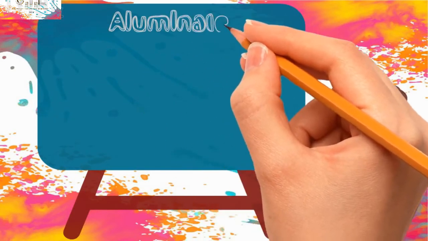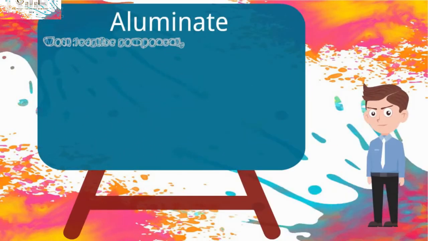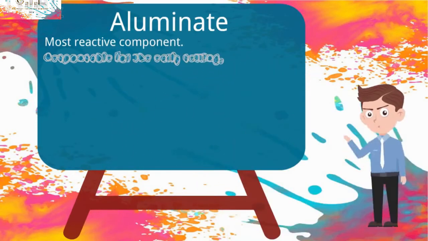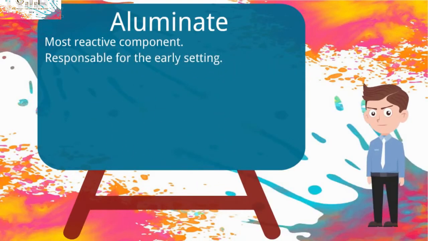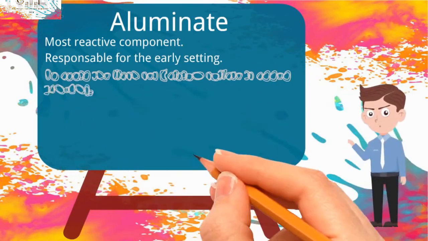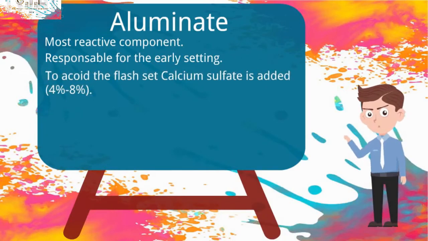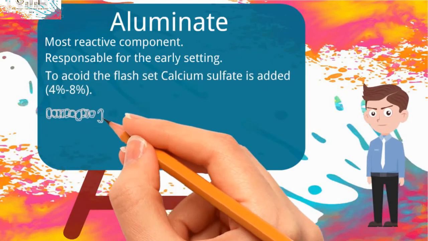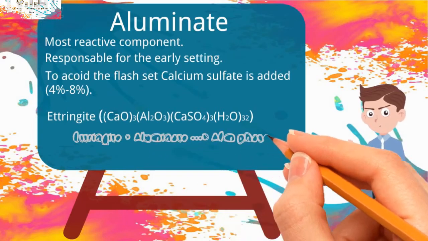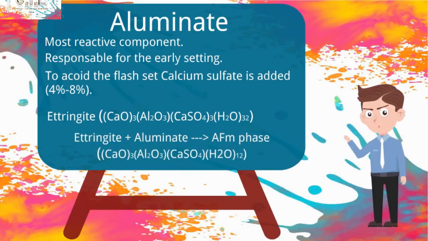While aluminate is the most reactive component in the clinker, so it has an effect on the early setting of cement in the first few days. Its reactivity leads to flash set, and to avoid this, a small addition of calcium sulfate is added, with a specific amount, 4 to 8%, to form ettringite, and then ettringite reacts slowly with aluminate to form AFm phase, which contributes little to strength.